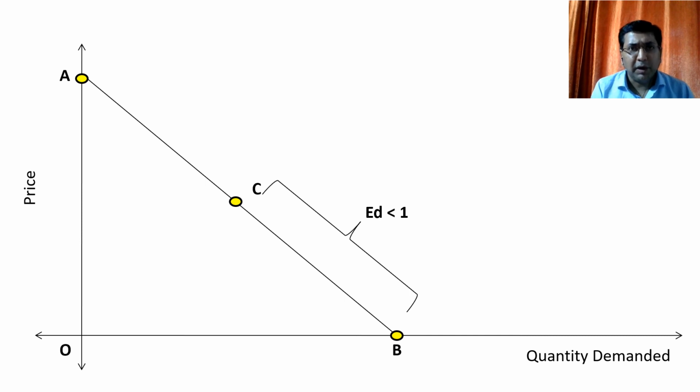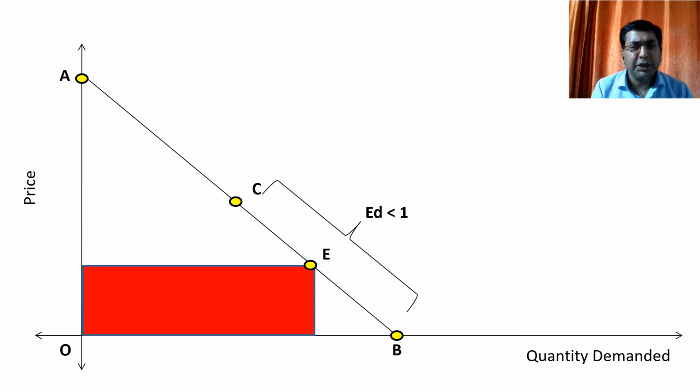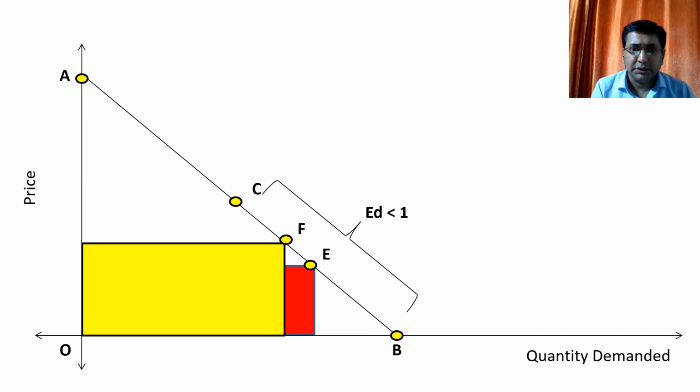Any point on the demand curve below point C falls in the area of ED less than 1. Now, at point E, the total revenue is shown by the shaded region which is red in color. If the price increases, what will happen? Let's find out the total revenue at point F. At point F, the price has increased and the area of total revenue, which is price into quantity, shown in the yellow color, has increased.